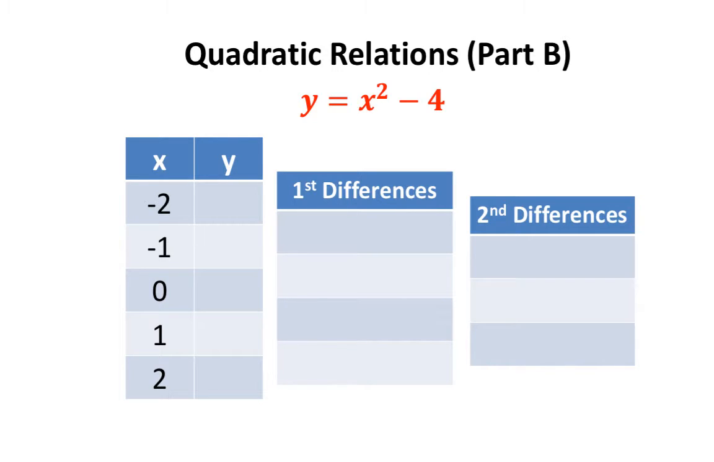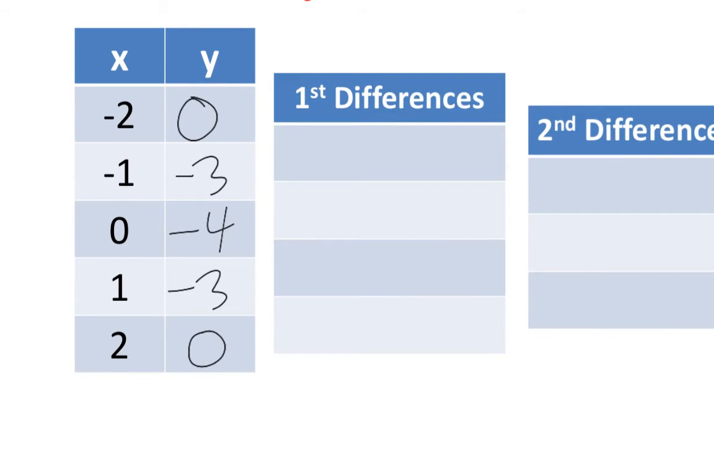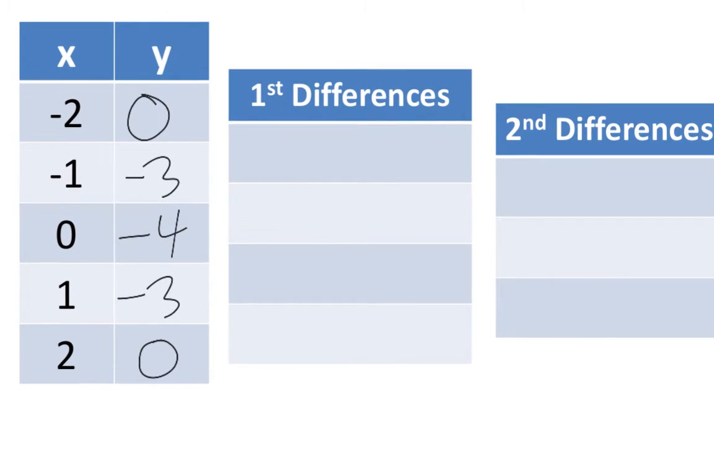In this second part of our second example, I'm going to start by rewriting the y values we just calculated. So that was 0, this was -3, this was -4, this was -3, and this was 0. Just like our previous example, we are going to calculate the first differences. So let's go ahead and do that. I'm going to make a little note for myself so I don't get confused. So I'm going to start with -3, and I'm going to subtract 0. -3 subtract 0 is -3.